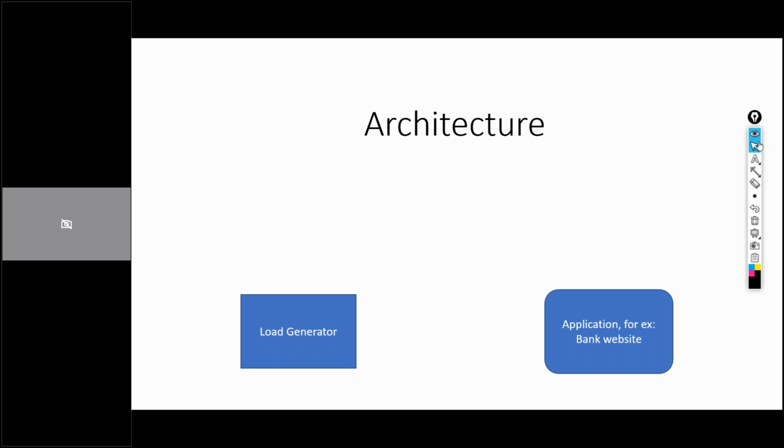These load generators are nothing but machines, which are highly configured, like 16 GB or 32 GB, with a high CPU processor and so on. Why? Because they have to generate multiple virtual users, so the configuration should be high. The load generator machines will take care of generating the virtual users, and those virtual users will simulate real actions, real human behavior.